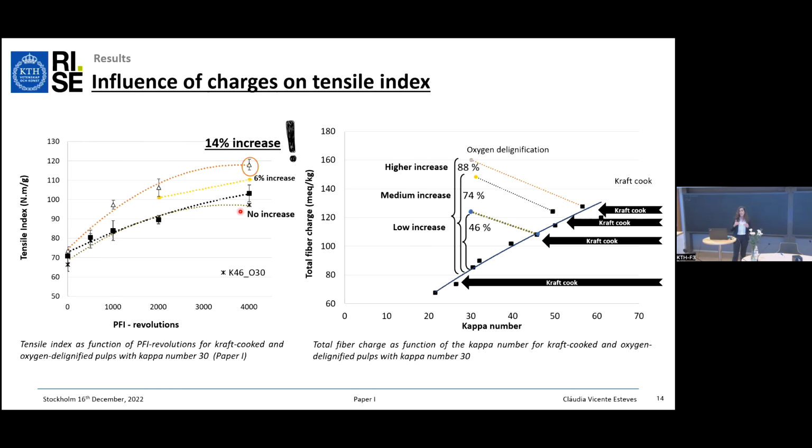And we have different, not steps, but different ranges. You can see that if you increase not so much, you have a low increase, medium increase, and high increase. And this will be directly related with the tensile index, that you will not have any improvement, or a medium improvement, or a high improvement. So this is very important.